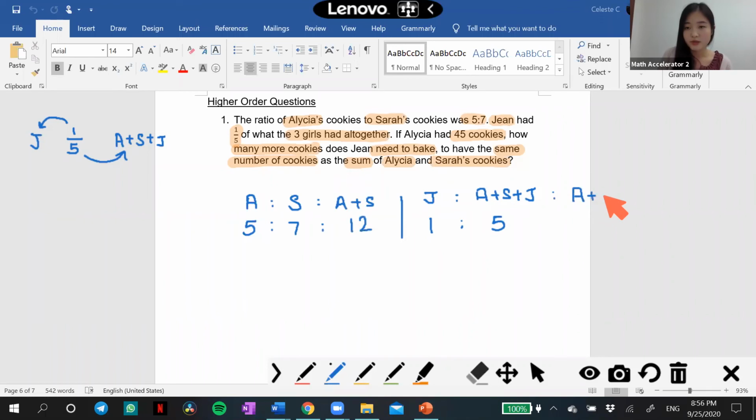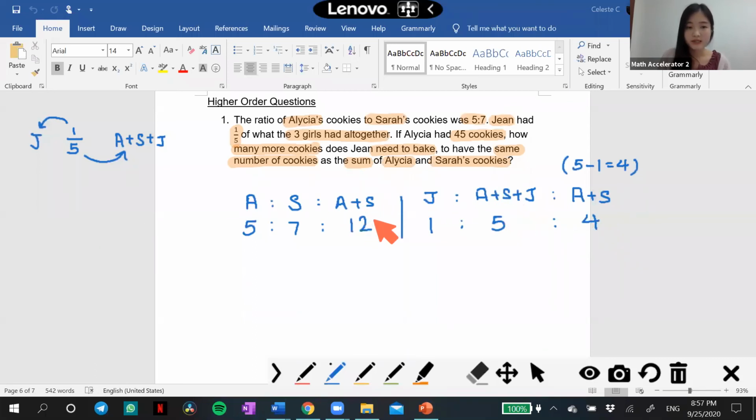How do I have a column for A plus S? We know that Jean is 1 unit, which is included in this 5 here, together with A plus S. So if we take Jean's 1 unit away from here, we can get 4 units for A plus S here. Yes, good. A lot of you are giving me the correct concept.